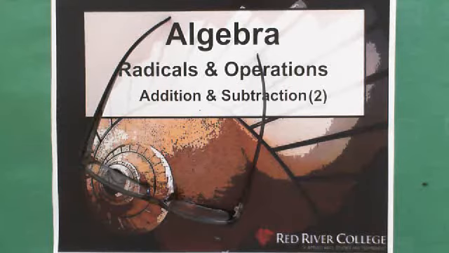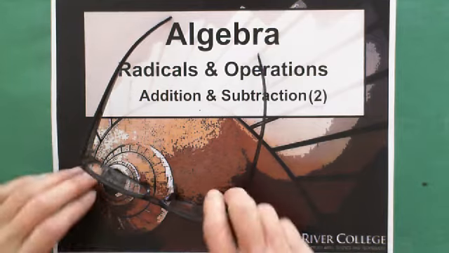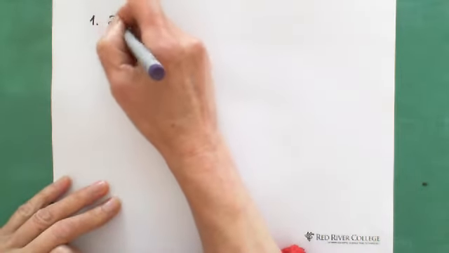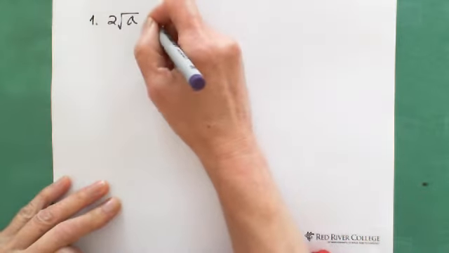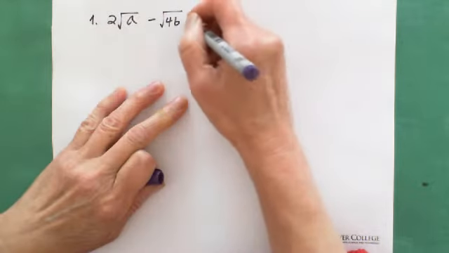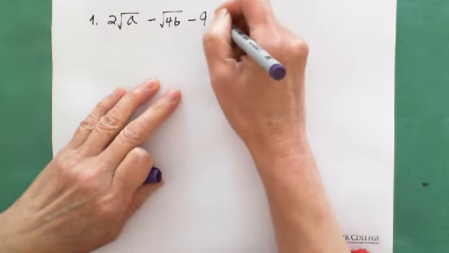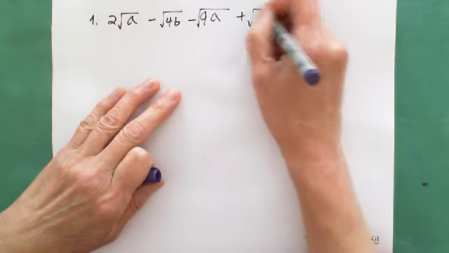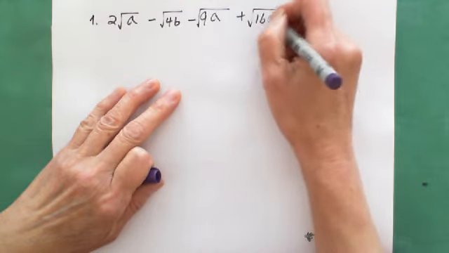This video shows you the addition and subtraction with letters inside the radicals. Let's look at the first question. First one: 2 square root a minus square root 4b minus square root of 9a plus square root 16a. Okay.